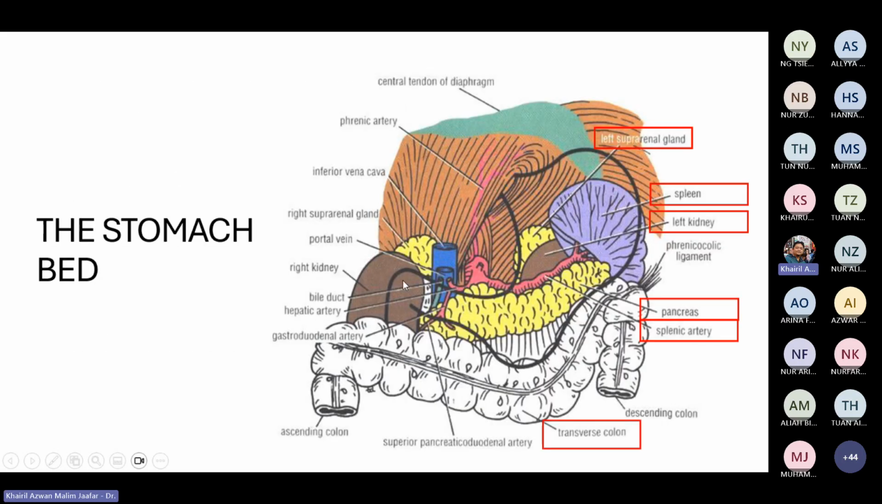Okay, so you can see the black line. This is the outline of the stomach, and you can see that behind the stomach there are some important structures: diaphragm, spleen, splenic artery, also the left kidney, left suprarenal gland, pancreas, and also a part of the transverse colon.